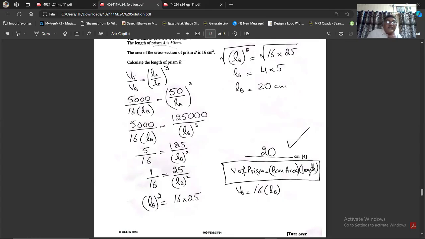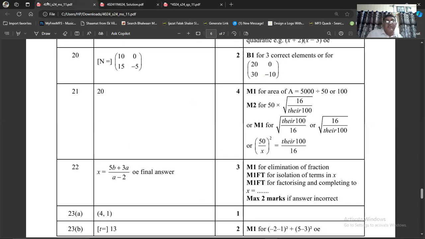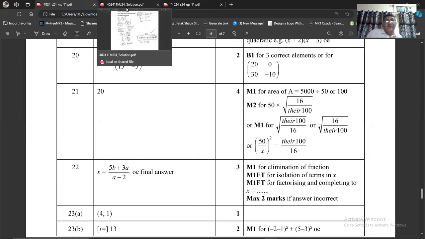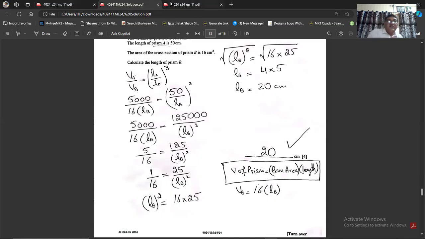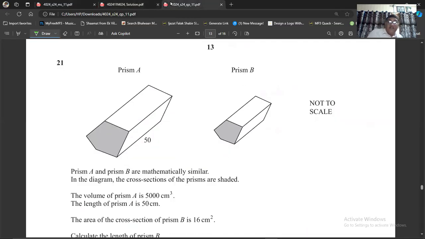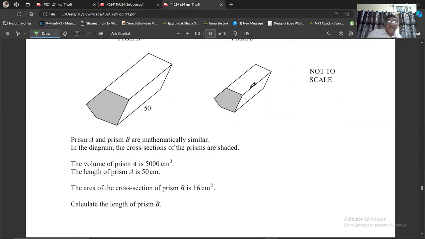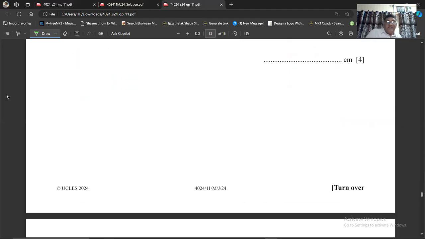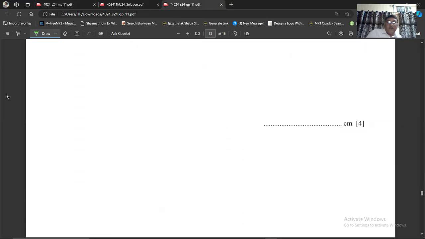For your understanding, the volume of the prism is the base area multiplied by the length, so that is 16 into LB. A unique question, the first time this type of question is coming here. So my answer is 20. So question number 21, 20 is the right answer, sir. This is a very unique question, the first time I have seen this kind of question. That was a 4 marks question.